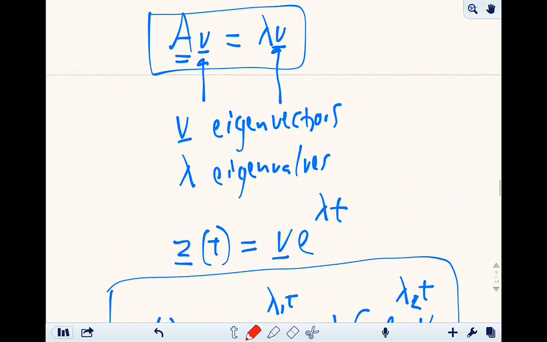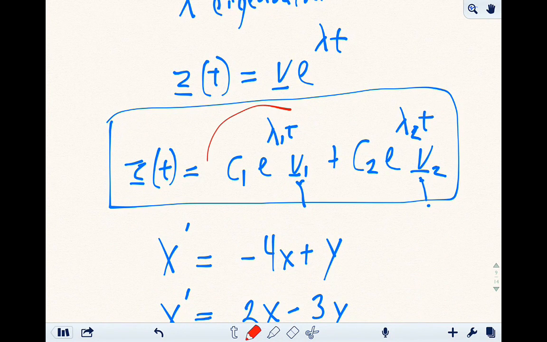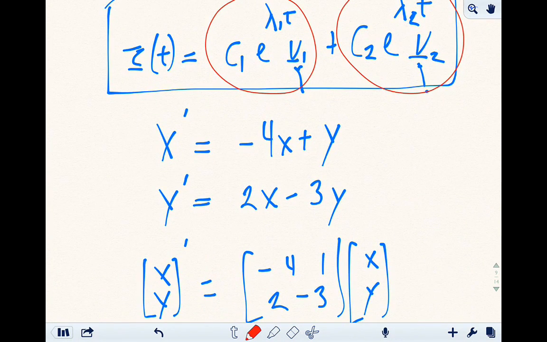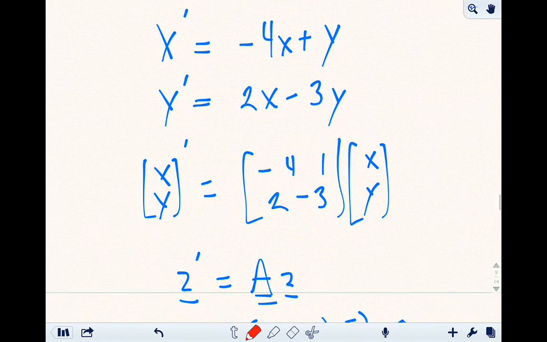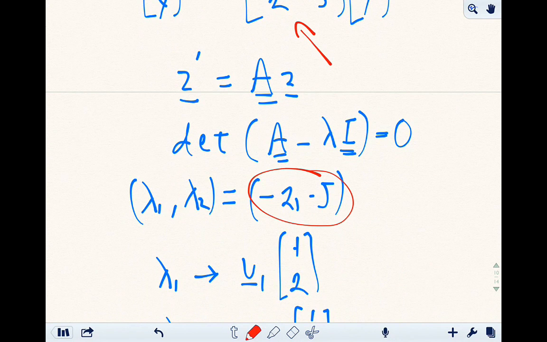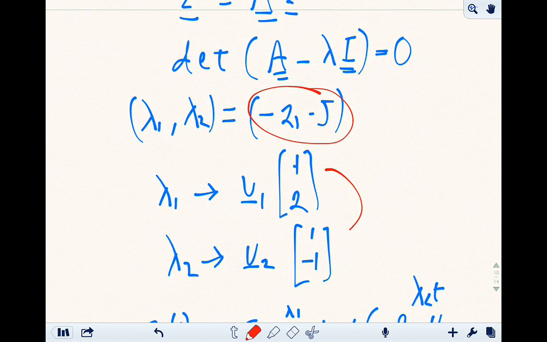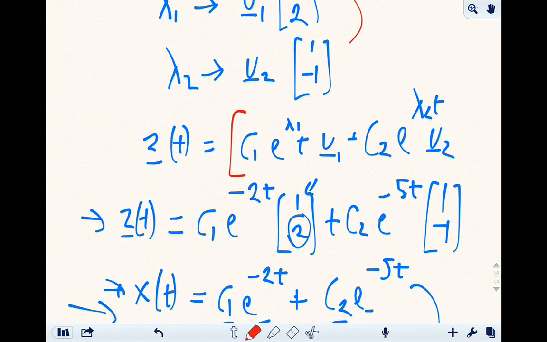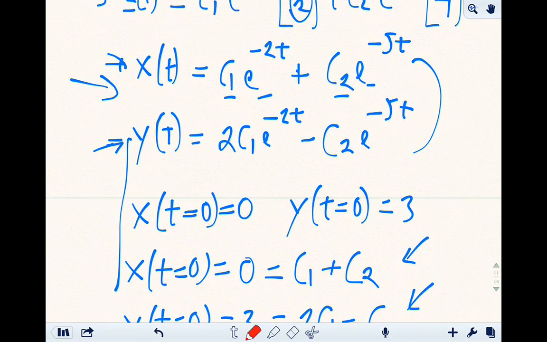Now we have multiple ones for our 2D system, so we have to write our generic solution in this form here. And then we worked out an actual problem. We had real numbers. This is our matrix A. The eigenvalues of that matrix are -2 and -5, and here are the associated eigenvectors. That allowed us to write this general solution here. We have these constants that we need to define using initial conditions, which is what we did next.